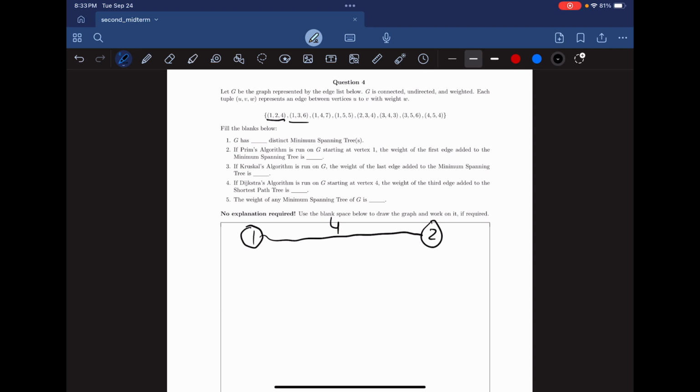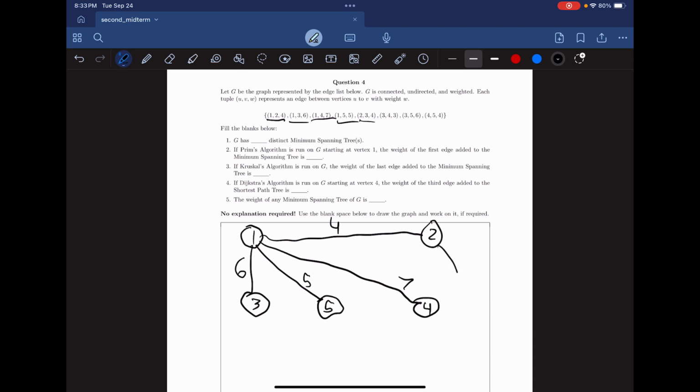Next we have 1 to 3 of weight 6. Next we have 1 to 4 of weight 7. Next we have 1 to 5 of weight 5. We have 2 to 3, I'm going to wrap that around, of weight 4. We have 3 to 4.